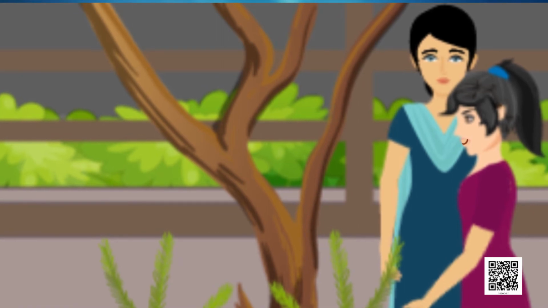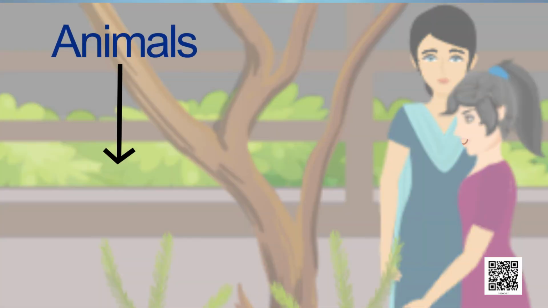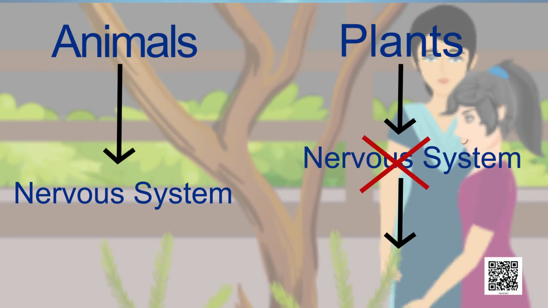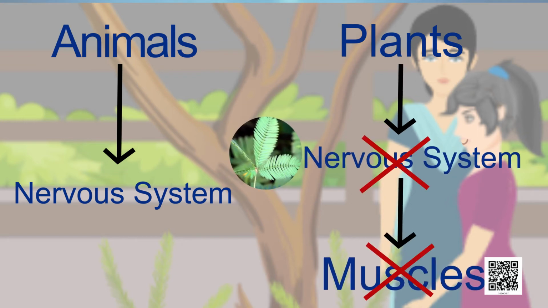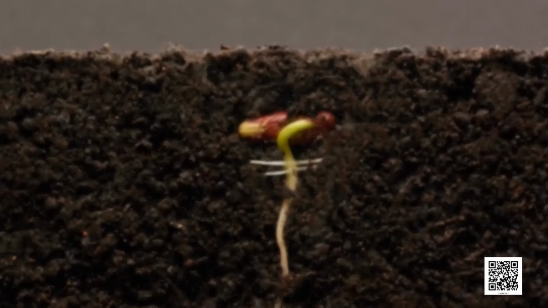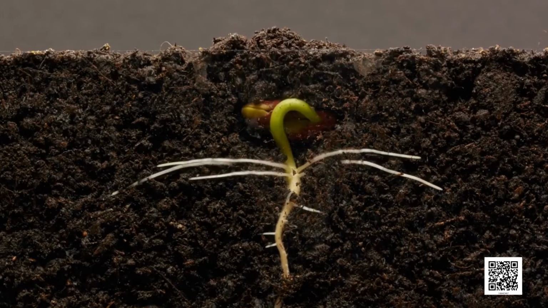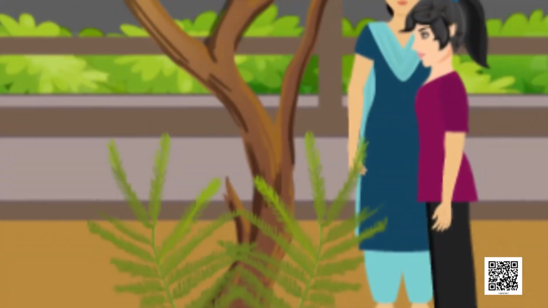Now the question arises that animals have a nervous system for controlling and coordinating the activities of the body. But plants have neither a nervous system nor muscles. So how do they respond to stimuli? When a seed germinates, the root goes down and the stem comes up into the air.